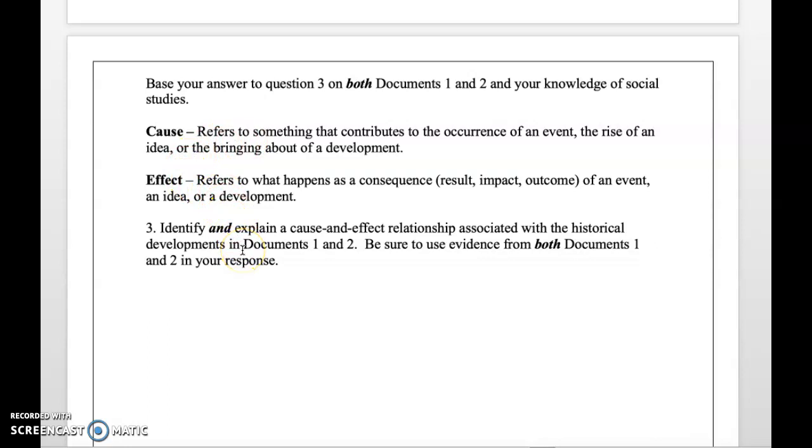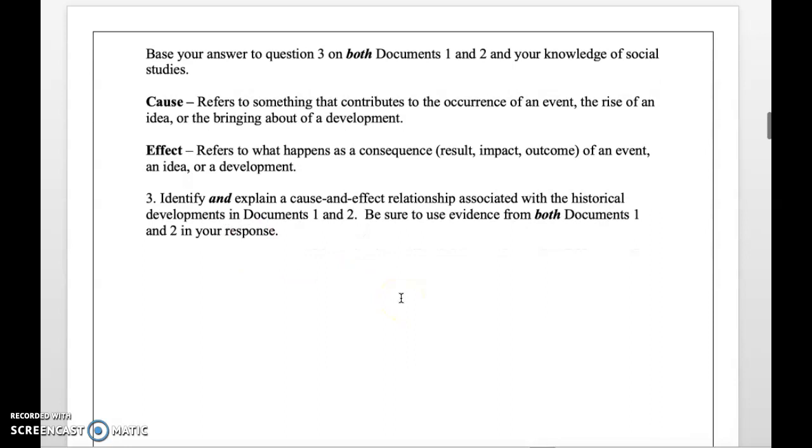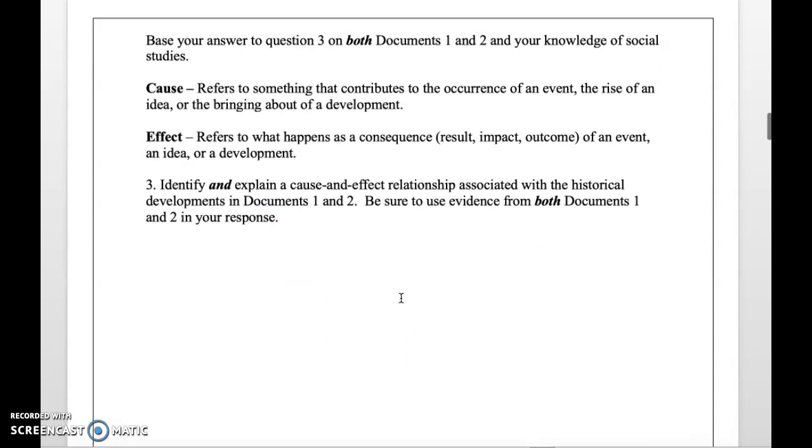Okay, and your question's asking you to identify and explain a cause and effect relationship associated with the historical developments in documents 1 and 2. Be sure to use evidence from both documents 1 and 2 in your response. Okay, so you're not going to get full credit for this if you aren't using evidence. All right, and remember, we're always doing these in complete sentences. So you need to look back at document 1 and look back at document 2 and tell me what the relationship between those two documents is.